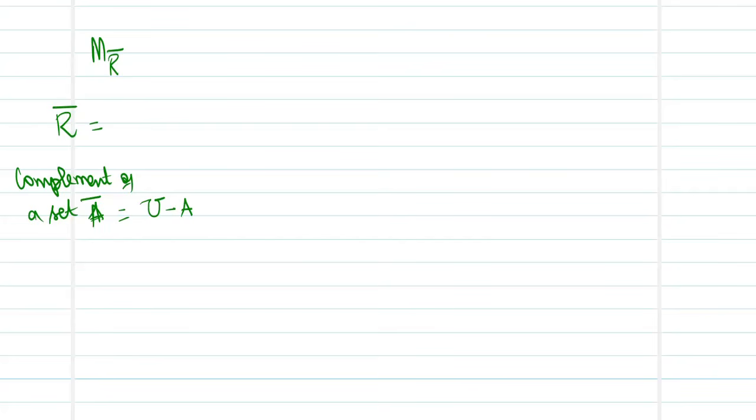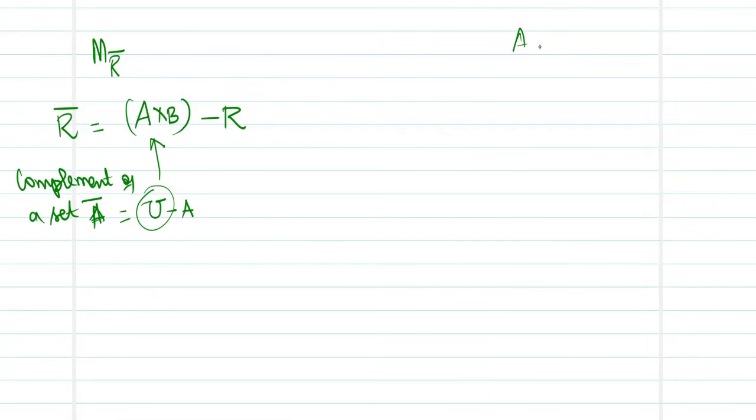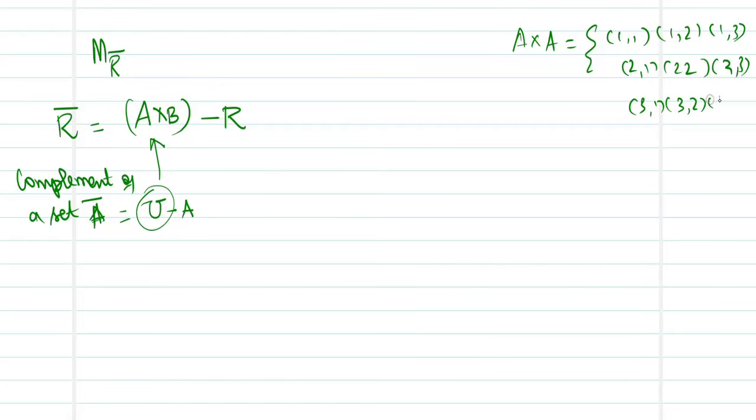Similarly, how to get the complement of a relation? So what is equivalent to our universal set over here? Our Cartesian product A cross B is equivalent to our universal set. From this Cartesian product, you remove all the elements of the relation R, and the left out values will be the complement of your relation. What was my A over here? A was {1, 2, 3}. So if A is {1, 2, 3}, what will be my A cross A? It is (1,1), (1,2), (1,3), (2,1), (2,2), (2,3), (3,1), (3,2), (3,3).